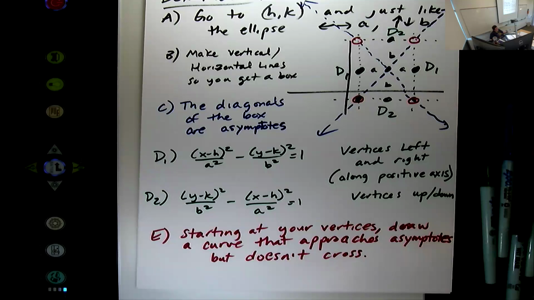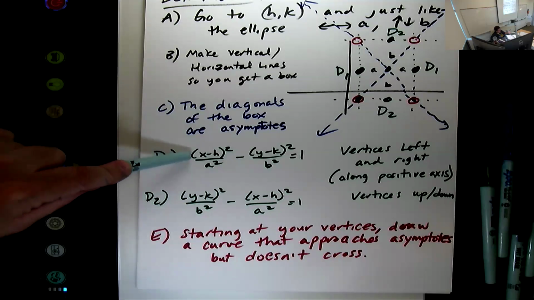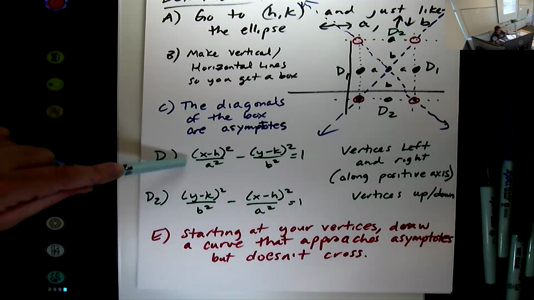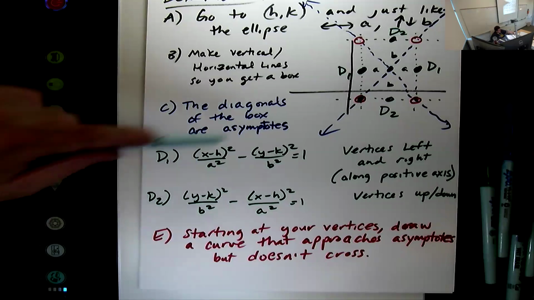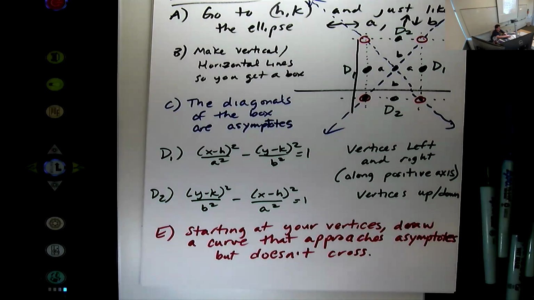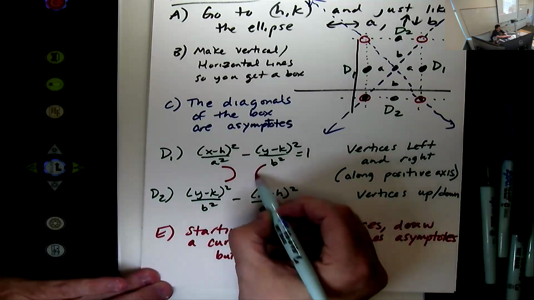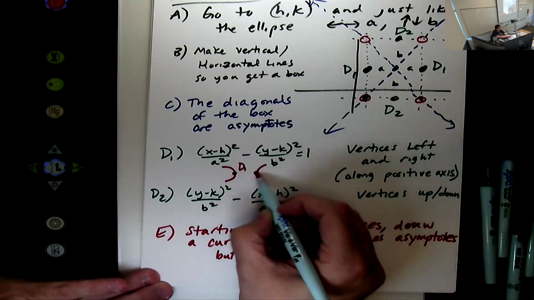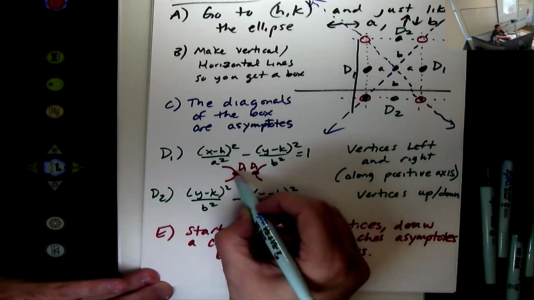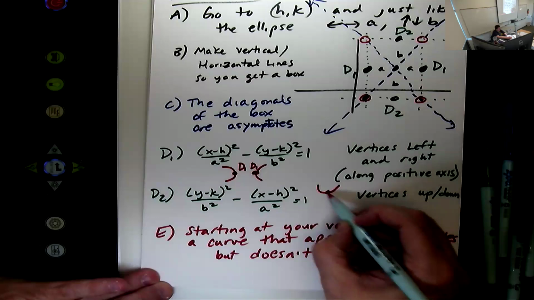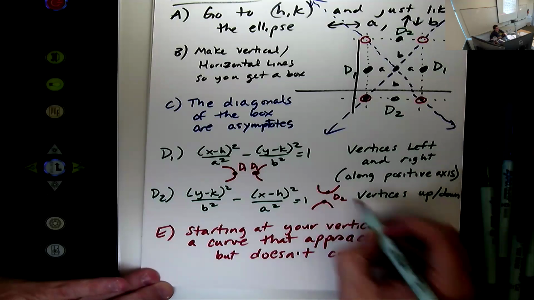How do you know which is the accepted quadrants? In this, how do you know whether it's D1 or D2 that has the graph in? It's whichever one has the positive sign on the variable. So the x is positive here, so D1 is going to be left and right, and it's going to open like this. So that's D1. Those are my D1 points. Those are the D2 points.